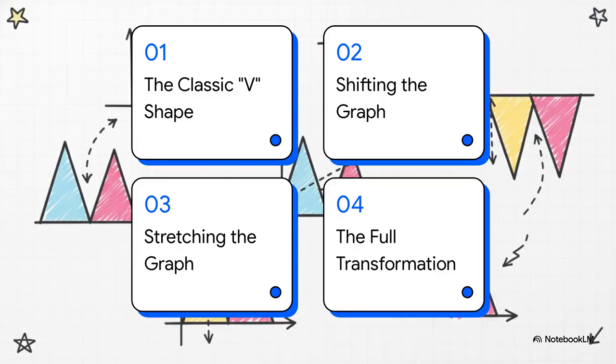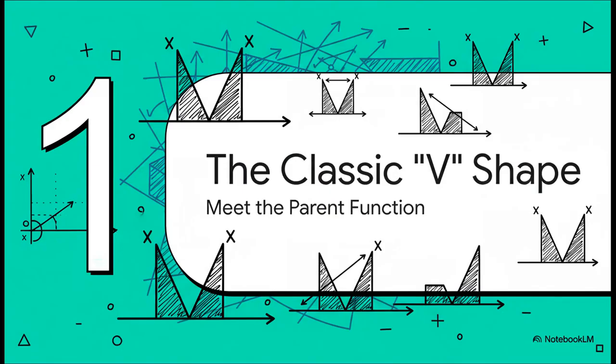So here's our roadmap for today. We're going to start with that classic V shape. Then we'll figure out how to move it around the graph. After that, we'll see how to change its shape, make it skinnier or wider. And finally, we'll put the whole shebang together. It's going to be a step-by-step build that'll make total sense by the end. All right, let's kick things off with section 1.